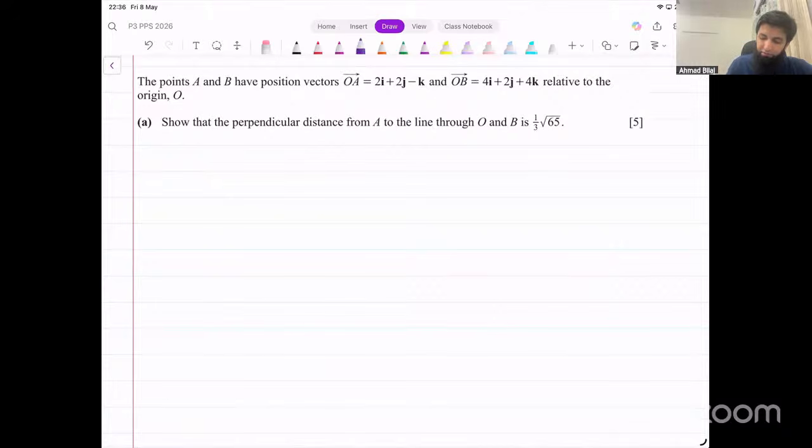Perpendicular distance, how do you find that? You first of all have to find the equation of the line through O and B, this line that passes through O and B.